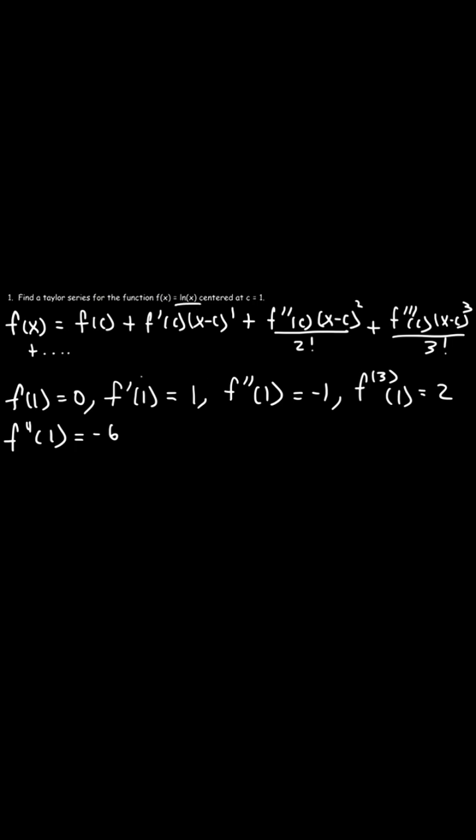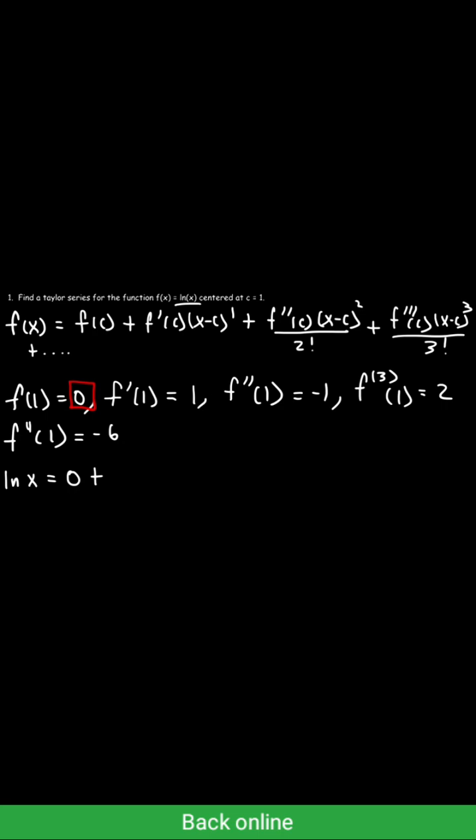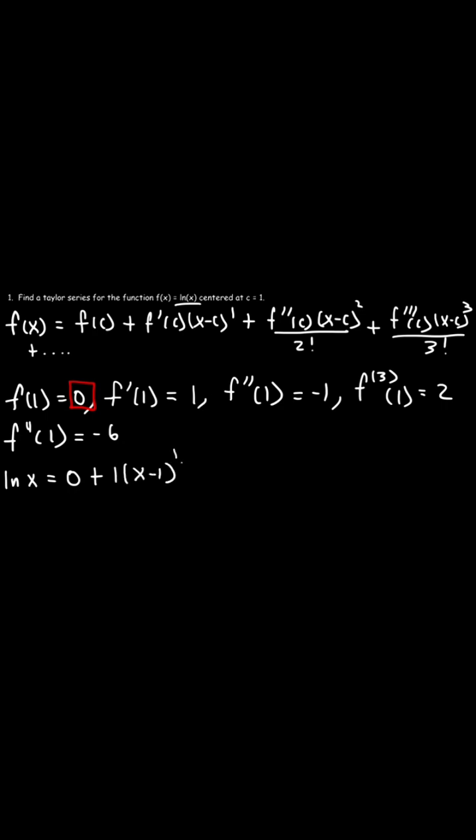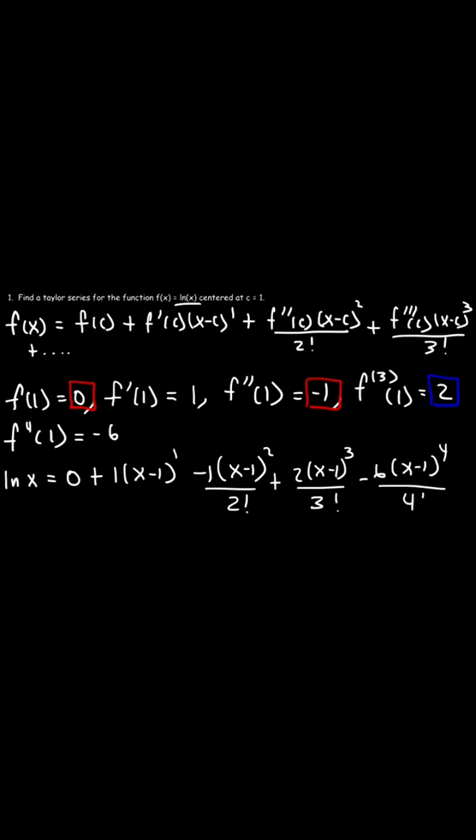So f of x, which is ln x, we could say that it's equal to f of c, which is f of 1, and we know that f of 1 is 0, and then plus f prime of c, which is 1, times x minus c, c is 1, and then the second derivative, that's going to be negative 1, so that's f double prime of c times x minus c to the second power divided by 2 factorial, and then for the third derivative, that's going to equal 2, so that's going to be plus 2 times x minus c to the third power divided by 3 factorial, and then we have negative 6 x minus c to the fourth power divided by 4 factorial, and then that's going to continue.